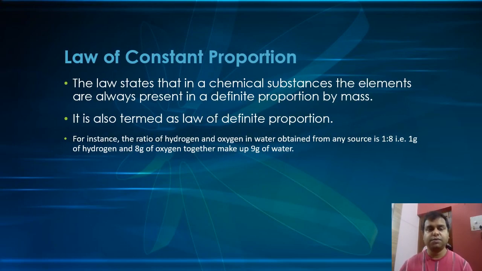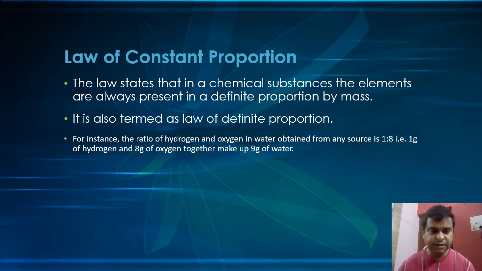Law of constant proportion. So we've learnt the law of conservation of mass. Now the law of constant proportion. According to this law, in a chemical reaction, the elements are always present in a definite proportion by mass. It is also termed as the law of definite proportion. The example given over here is that the ratio of hydrogen and oxygen in water obtained from any source is 1:8. That is, 1 gram of hydrogen and 8 grams of oxygen together make up 9 grams of water.